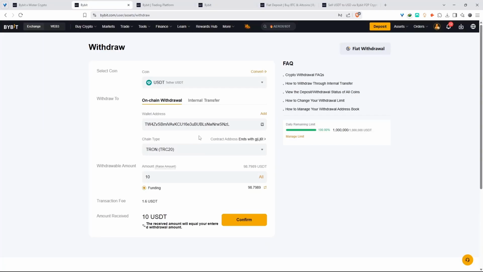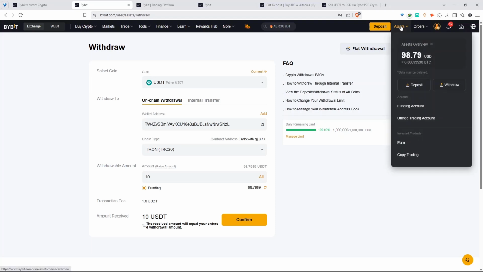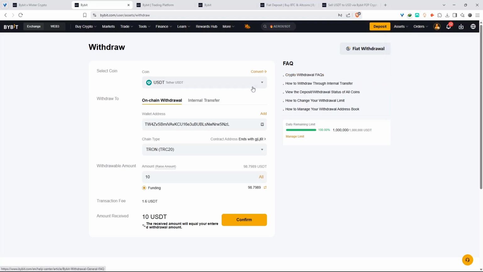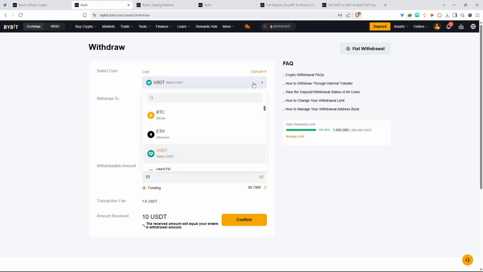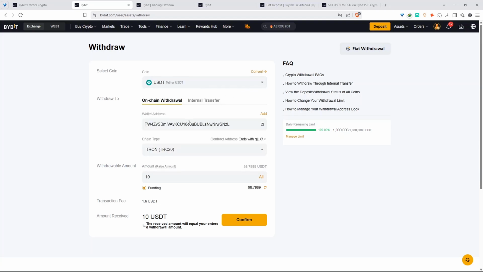When you're ready to withdraw cryptocurrency from Bybit to another exchange or a personal wallet like MetaMask or Trust Wallet, follow these steps. Go to the Assets option. Select Withdraw. If, for example, you're withdrawing USDT, the system will prompt you for the wallet address. Paste your destination wallet address here.